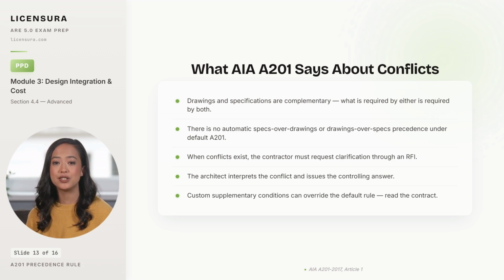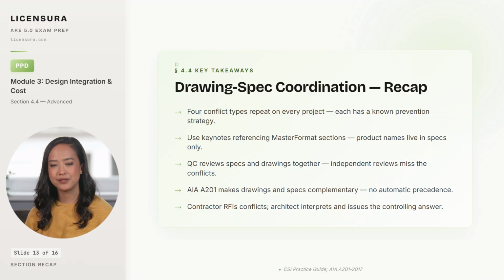5 takeaways close the drawing spec coordination conversation for the next document issue. 5 takeaways close the drawing spec coordination framework. 4 conflict types repeat on almost every project: product naming, quantity conflicts, detail conflicts, and scope gaps. And each one has a known prevention strategy rather than a creative one to invent. Use keynotes on drawings that reference MasterFormat section numbers, and keep product names and model numbers in the specifications only, because that is where they belong, and that is where addenda update them.